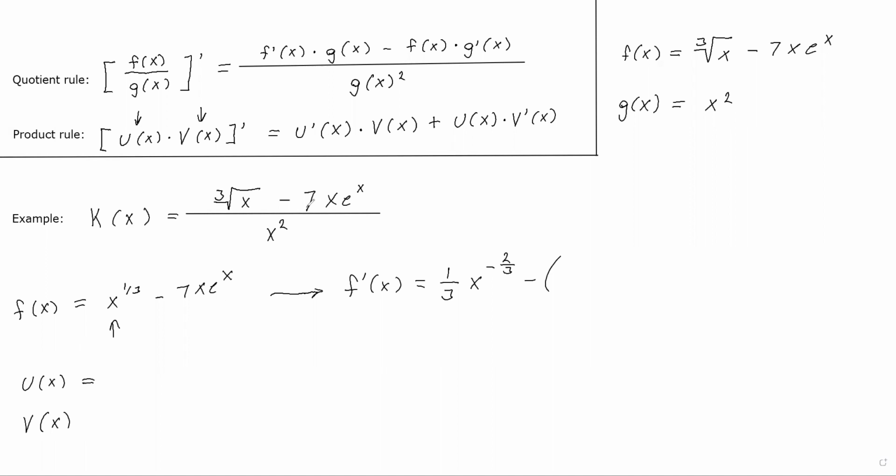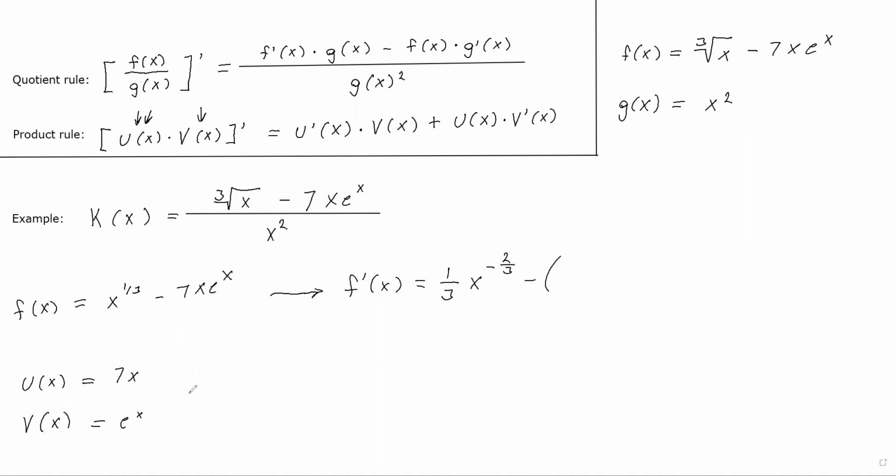It doesn't really matter, it's whatever you prefer. Our u of x, according to what we have written up here, is just our first term, and in this case, let's just call that 7x. And our second term will be e to the x. All right, let me erase some of this, make it a little less ugly.